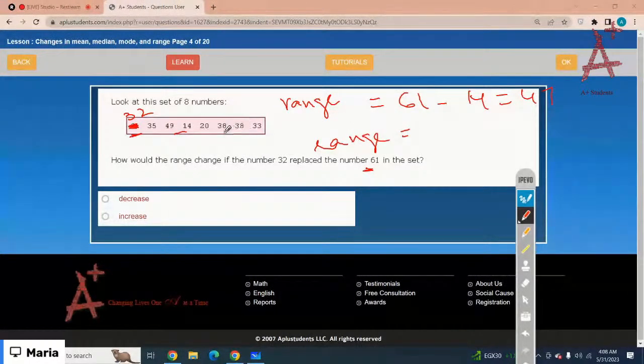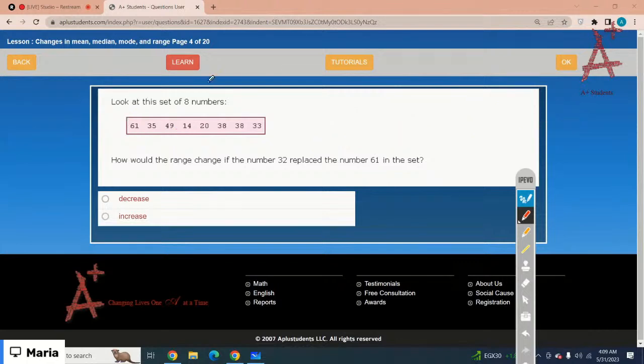The greatest number in the given data set is now 49 and the smallest number is 14. So it would be 49 minus 14. That means the range is now 35. So see, it would be now decreased. Got it? So before it is 47, now it is 35. So it would be then decreased.